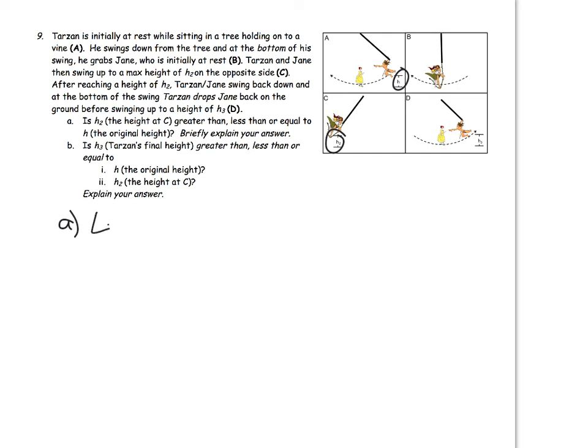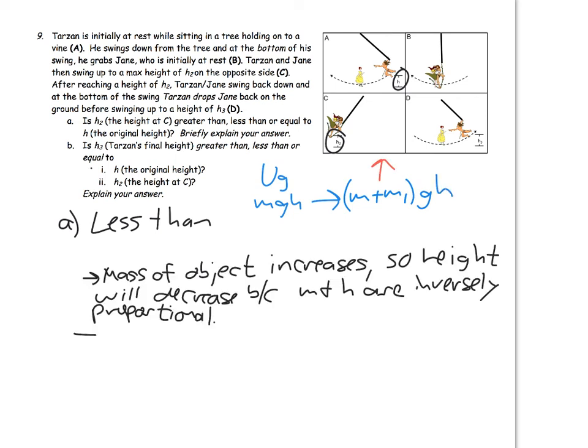And the answer is going to be less than. So there's two reasons why we have to end at a lower height. The first is, if we think about energy, we start with gravitational potential energy, so mgh, and we're going to transition here to other gravitational potential energy when we finally swing back up here at C. However, we're now going to have more mass because we're going to have the mass of Jane added on to the mass of Tarzan. So since our total mass went up, that means our height has to go down.